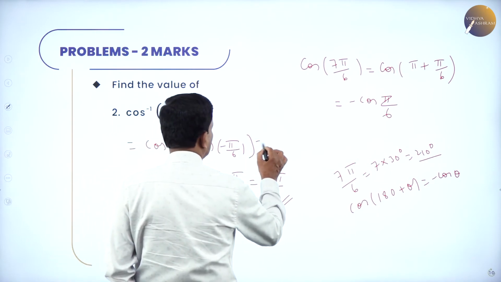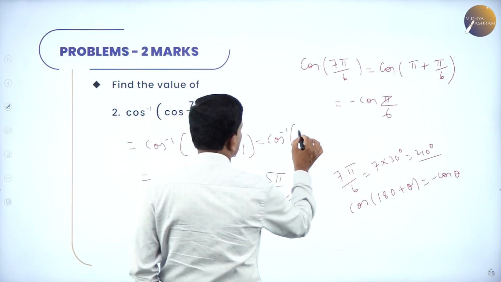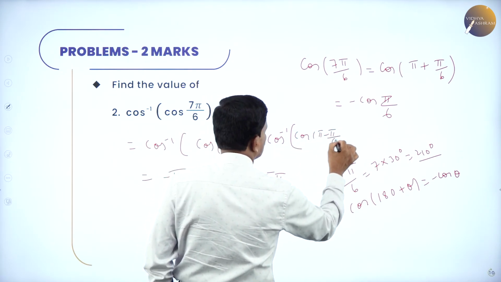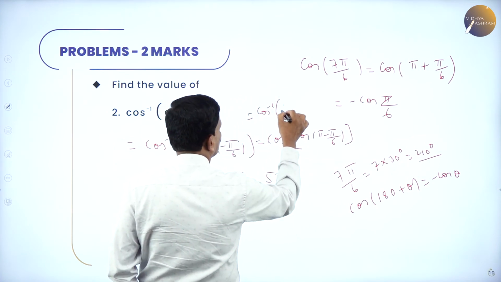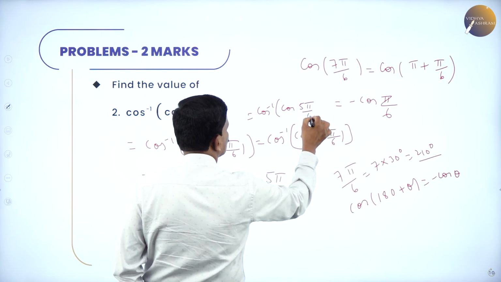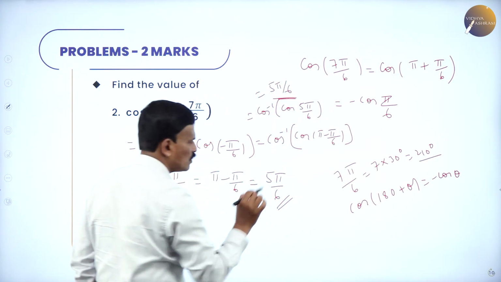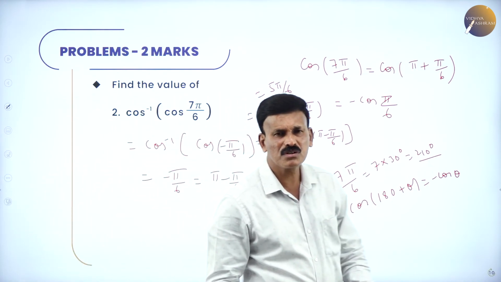Or you can write here itself, cos inverse of this can be written as cos of pi minus pi by 6. Simplify this, cos inverse cos pi by 6, so this is equal to pi by 6. One and the same. You'll get it simplified here or there. That's it. That's how we are going to solve this problem.